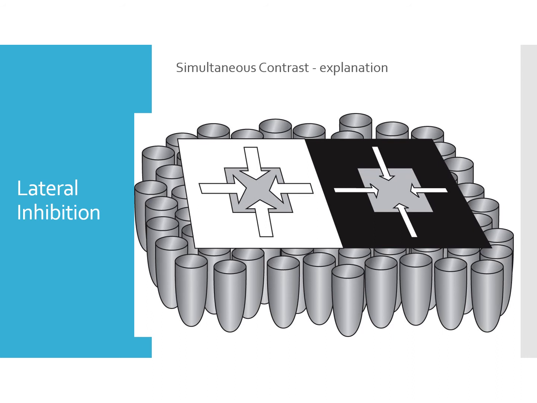With the one on the left appearing darker, it's in a lighter background, and that lighter background is sending more inhibition, so that appears to be darker in comparison to the one on the right, because the one on the right is in a dark background, and because the background is dark, that is sending less inhibition to that square. So that one appears lighter than the one on the left.